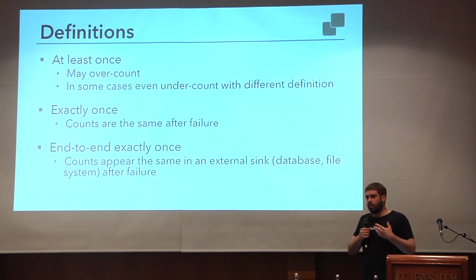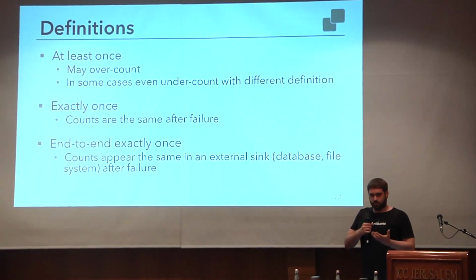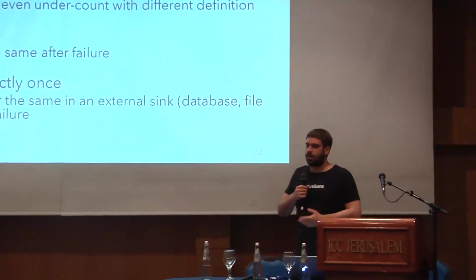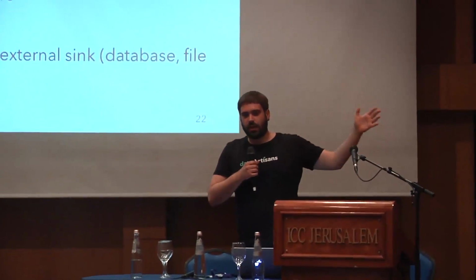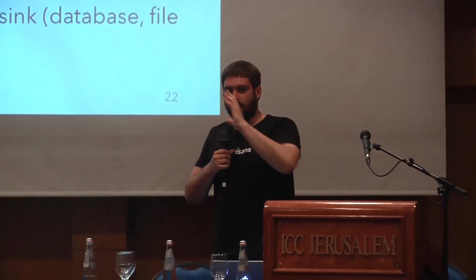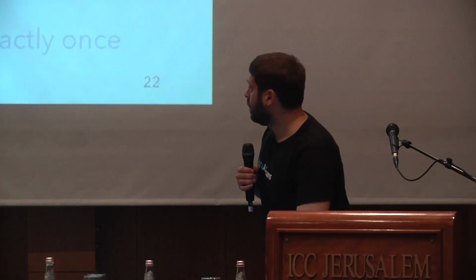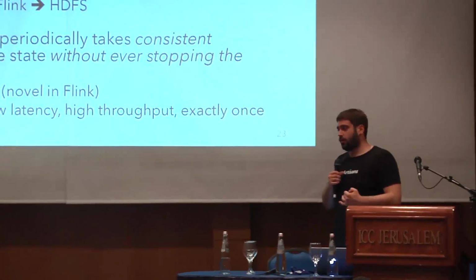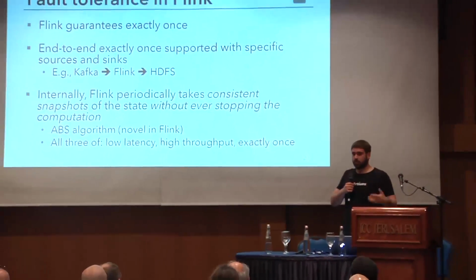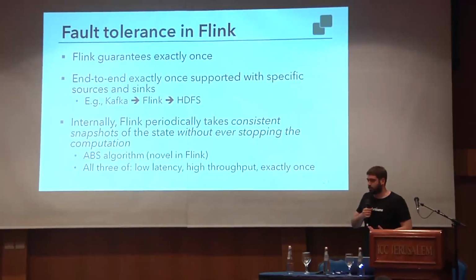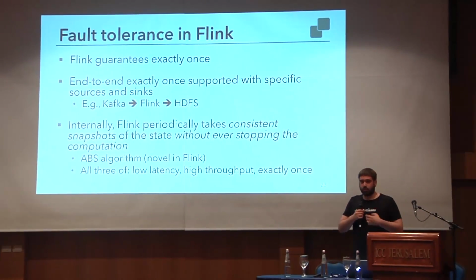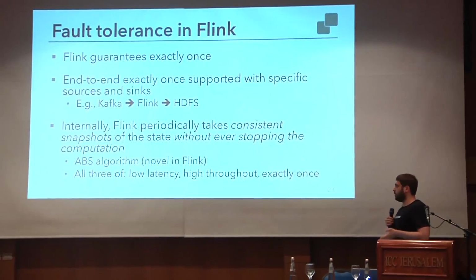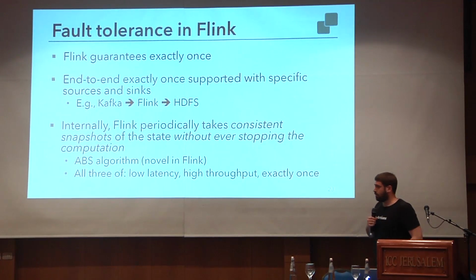If you worry about these results also being correct when you have a failure, then you need what people call end-to-end exactly once, which means that from Kafka to, let's say, Flink and then Cassandra, everything is guaranteed to be correct. So what Flink gives you right now is exactly once for state in Flink. And if you use specific sources and sinks, it gives you end-to-end exactly once. Sources and sinks need to be able to cooperate with Flink's internal checkpointing mechanism. One example is Kafka to Flink to HDFS, which guarantees exactly once.